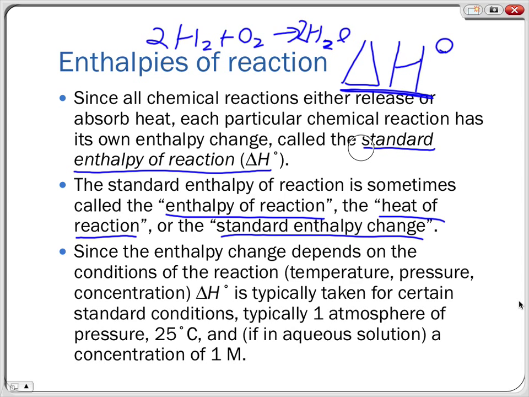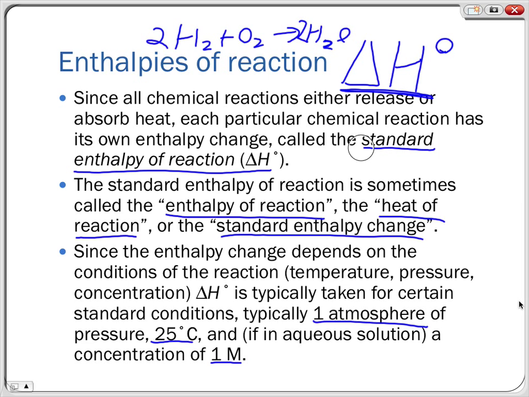So this enthalpy change depends on the conditions of the reaction. It depends on the temperature, it depends on the pressure, it depends on the concentration. Delta H naught is typically taken for certain standard conditions. Most commonly, it's 1 atmosphere of pressure, 25 degrees Celsius, and if the substance is an aqueous solution, a concentration that's 1 molar. Most of the time, this isn't really going to apply, and if we have circumstances where we're close to this, so if we were at 1.05 atmospheres, or we were at, let's say, 35 degrees Celsius, then delta H naught is not going to change by much. It's going to be very close to the value that we have.